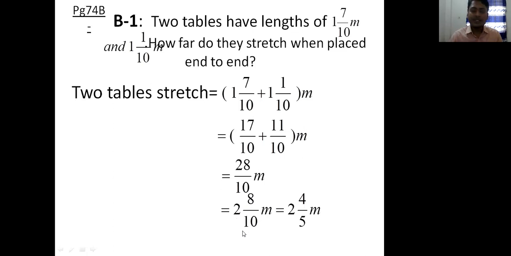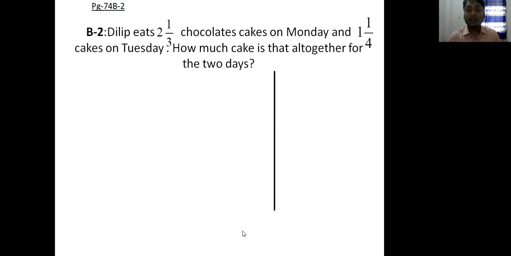Okay. The very easy things. Just you have to identify what has to be done. And here you can see that Dilip eats 2 whole 1 by 3 chocolate cakes on Monday and 1 whole 1 by 4 cakes on Tuesday. So how much cake is that altogether for the 2 days?